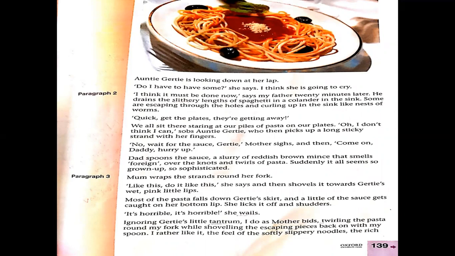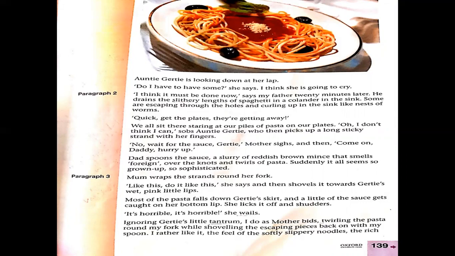Let's continue with paragraph 3. Mom wraps these strands around her fork. What is she doing? She has taken a fork, a cutlery, we would say equipment, कांटा जो होता है जिसके साथ हम खाते हैं. So she is folding these strands of pasta around the fork in order to take them in. Like this, do it like this, she says, and shovels it towards Gertie's wet pink little lips. Means Nigel's mother is trying to teach Auntie Gertie how to eat pasta or spaghetti.